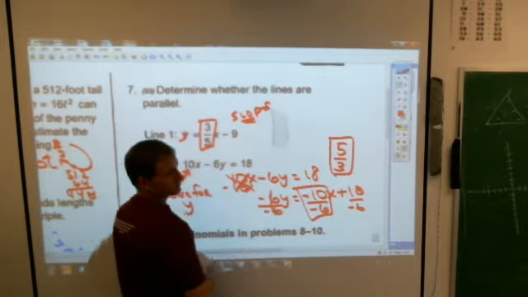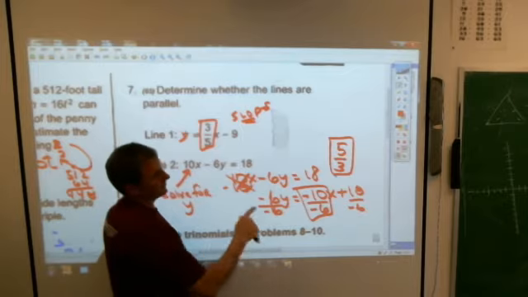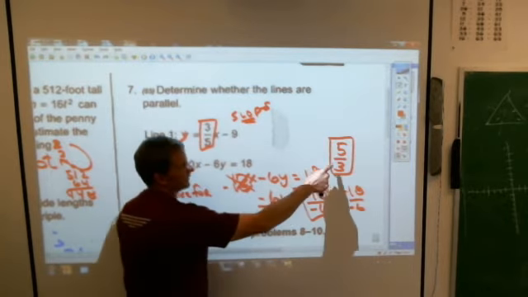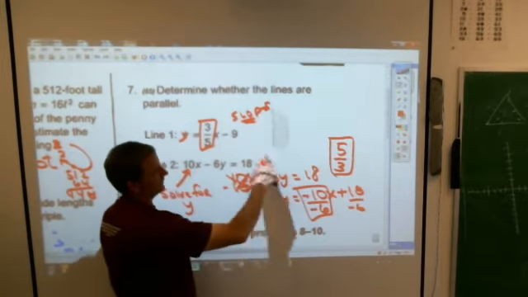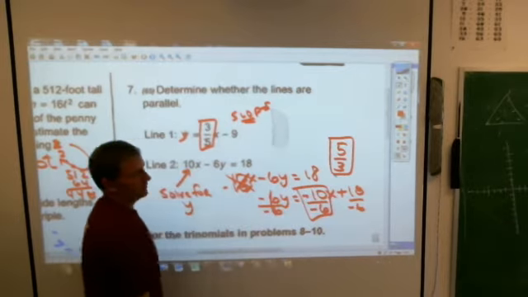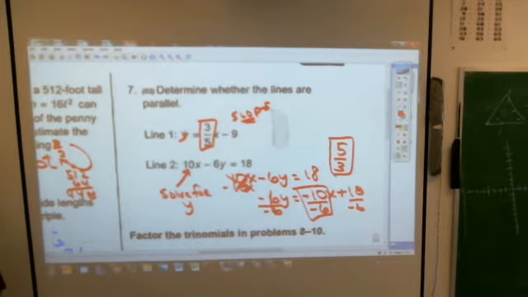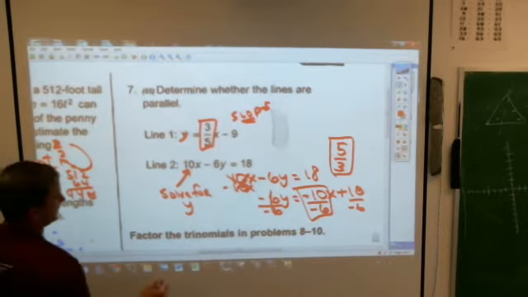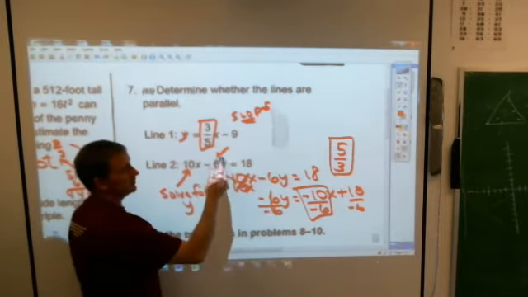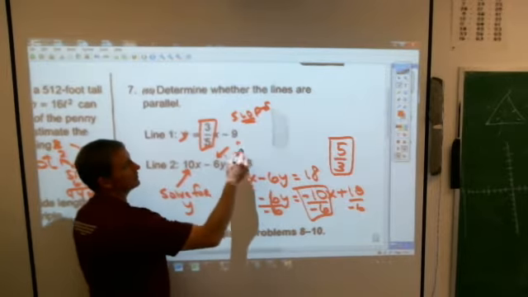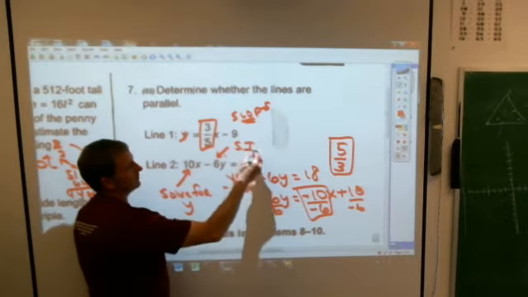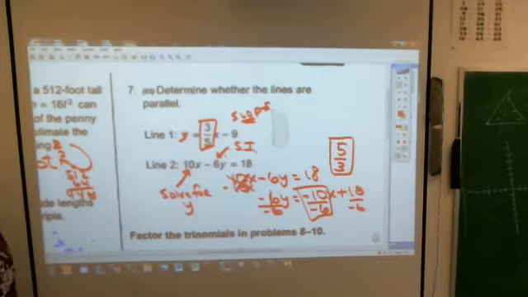No. They have to be reciprocals, but they have to also be opposites, and these are the same. This would have to be a -5/3 to be perpendicular. Maybe they'll ask you perpendicular tomorrow, I don't know. But you gotta solve, change this. This is in what form? Standard. You want to change it to slope-intercept.